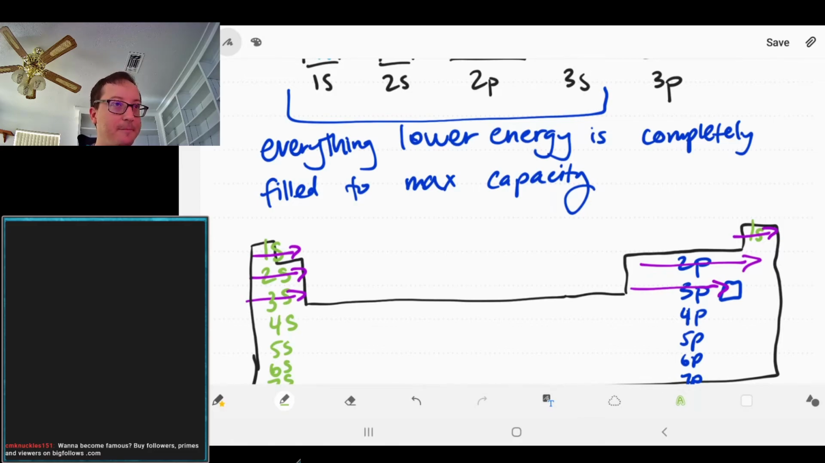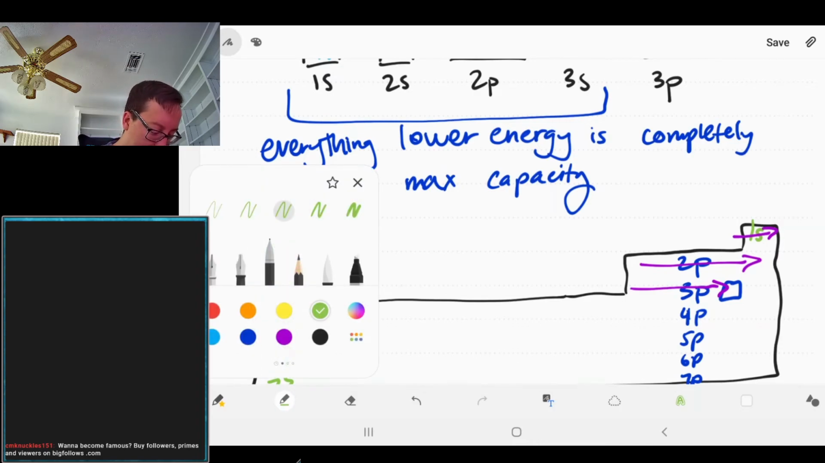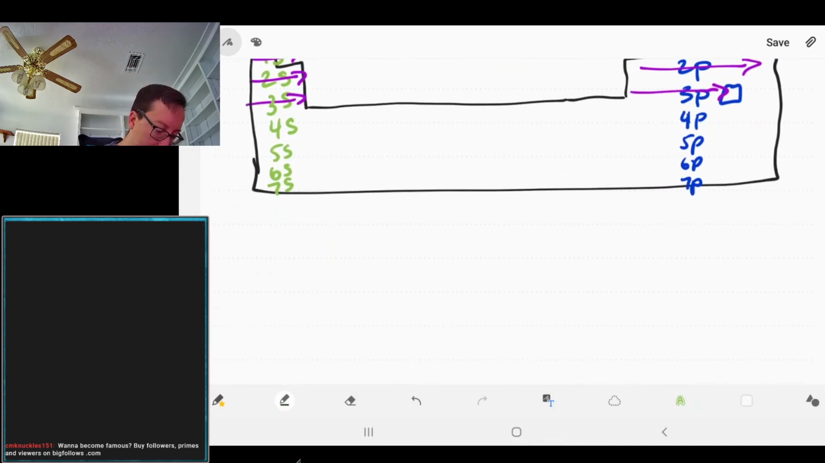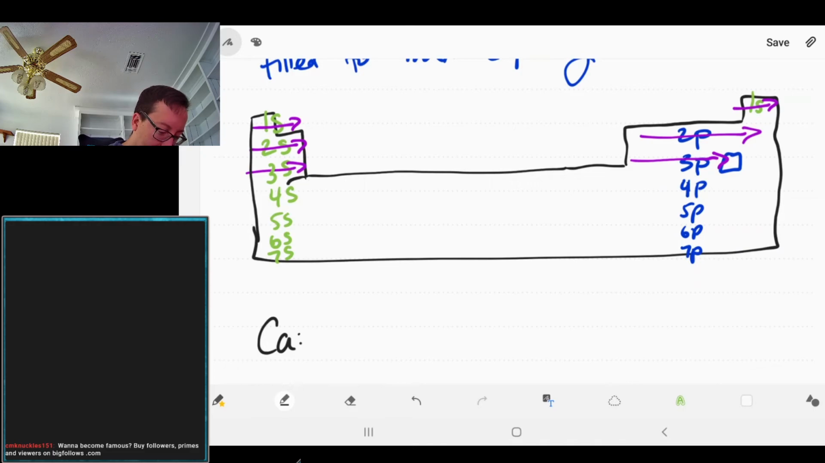All right, notice if we were to keep going, say do calcium, well, it's right here. Calcium's right there. Notice calcium is in fourth row of the periodic table, S block, second column of the S block. So we are expecting calcium's highest energy electrons to be 4s. And it's the second one, so 4s2.